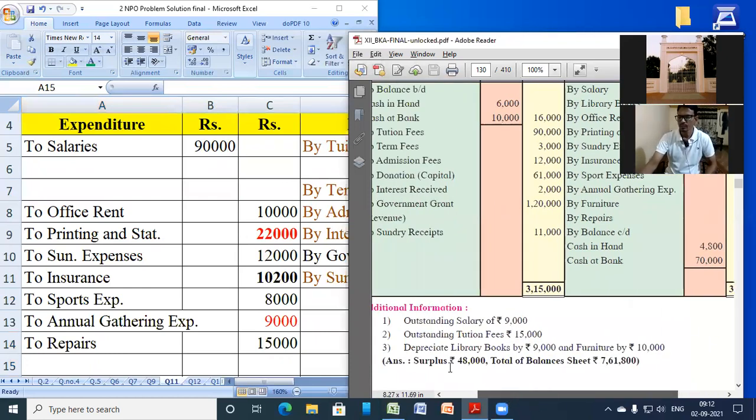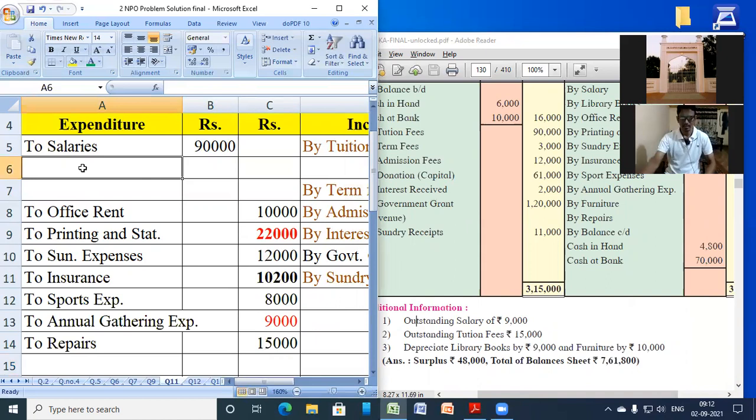Now coming on the adjustment, very first adjustment, outstanding salary rupees 9,000. So salaries jo hai ki yahan par aapko add karna hai, outstanding hum pay karna baki hai. To ye aapka current year ka expenditure hai. To pehla effect record hoga, add OS salary. Kitna kaha gaya 9,000. To aapka total 99,000 expenditure salary hoga.